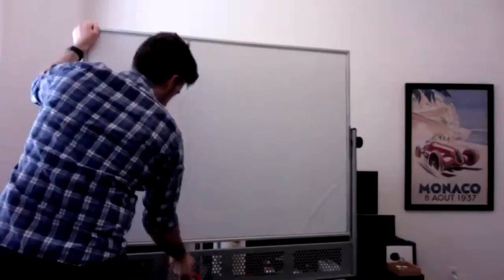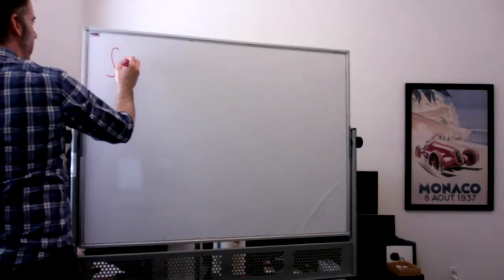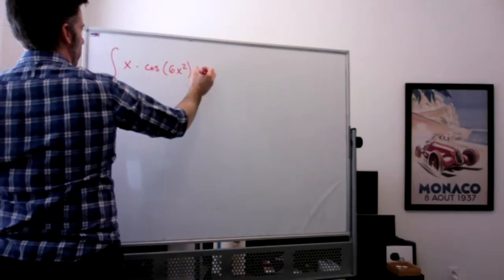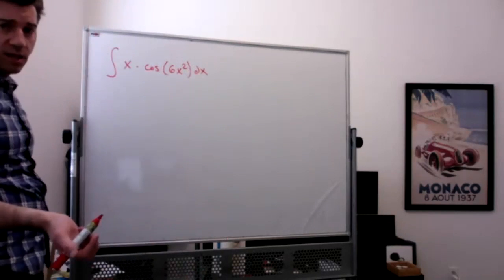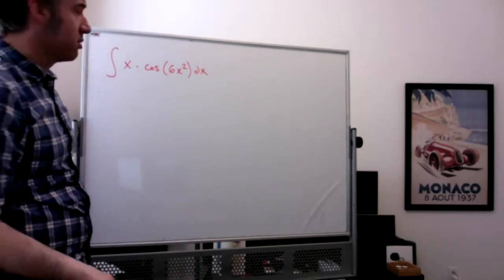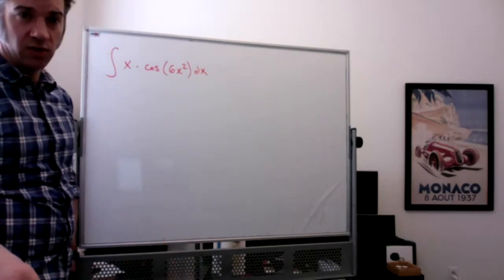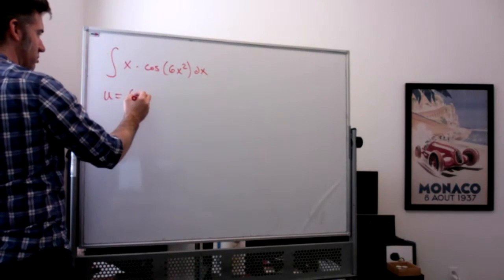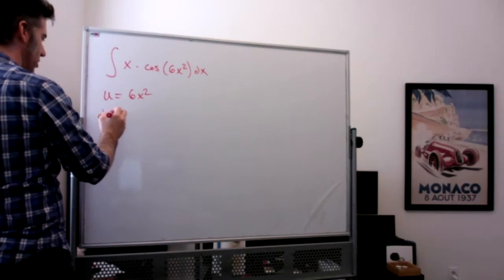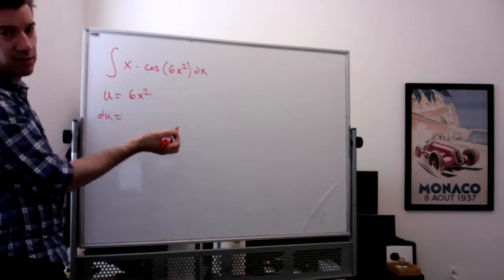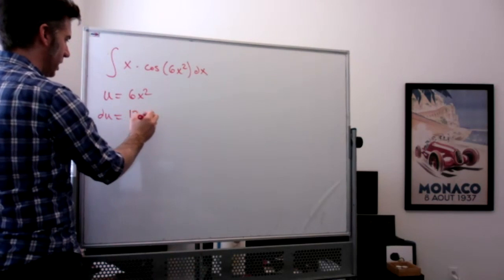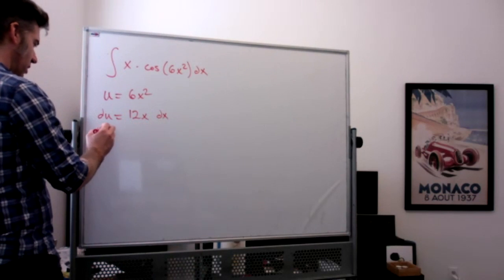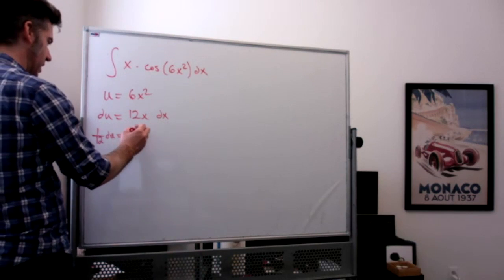Let's look at, say, the integral of x times cosine of 6x squared. In this case, it looks like I could pick a U-substitution. If I let u equal the insides of the cosine function, my du is essentially just x, right? It's really 12x times dx, but I can divide both sides by 12. So that 1/12 du equals x dx.